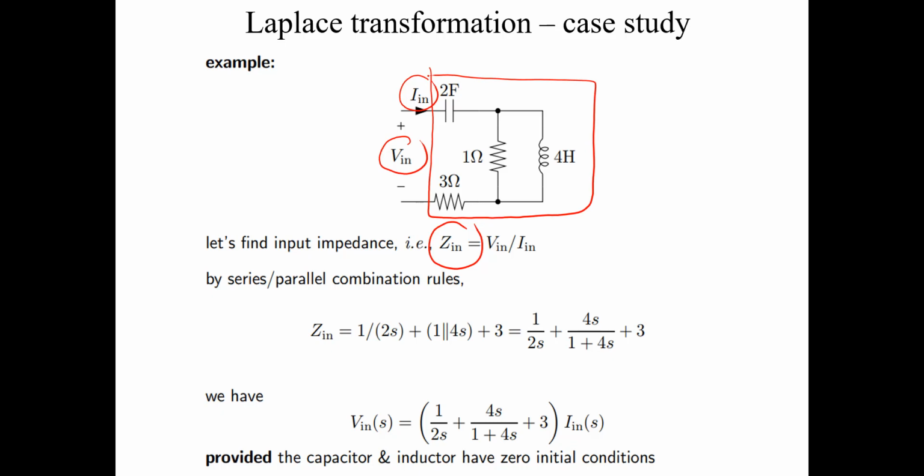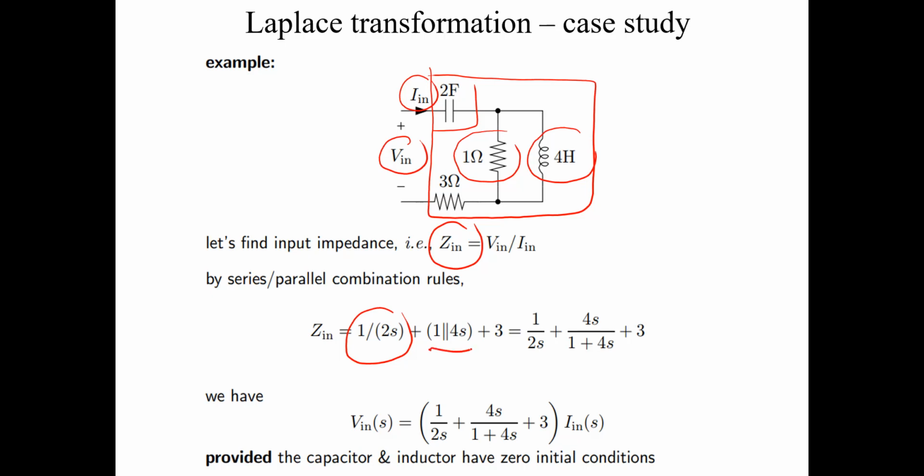So the first one, we have a capacitor here, 2 farad, so we transfer to the impedance. The impedance of the capacitor is 1 per 2s, and then this is the resistor here, 1 ohm, and also the inductor here, parallel, 4 Henry. So this is the impedance.